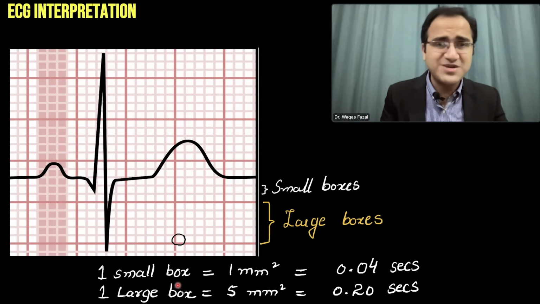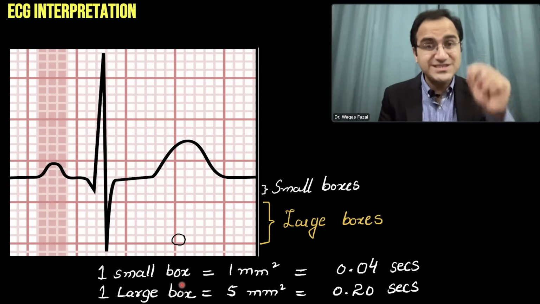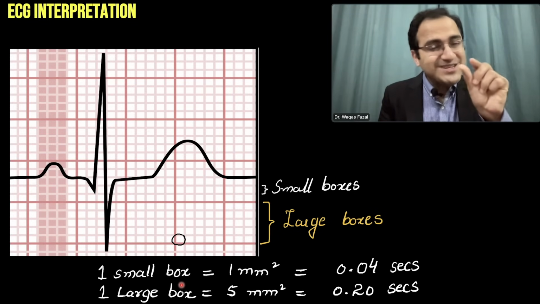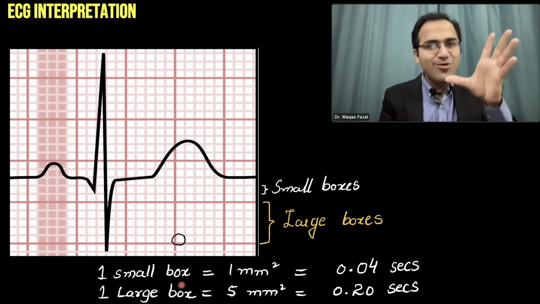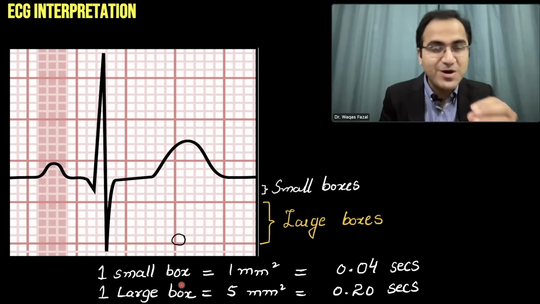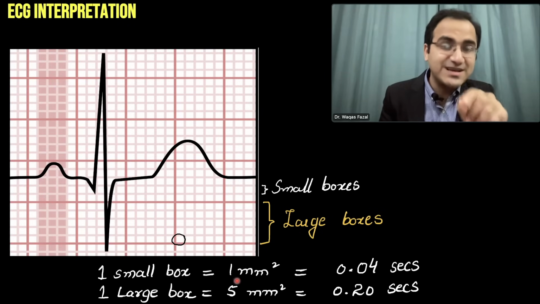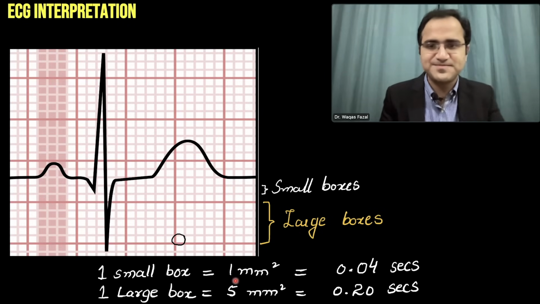Remember the small box measurements, and it will be much easier for you, because this is where we will detect the PR interval prolongation, QT prolongation, QRS prolongation, wide and narrow QRS. This thing is very important, must memorize this.